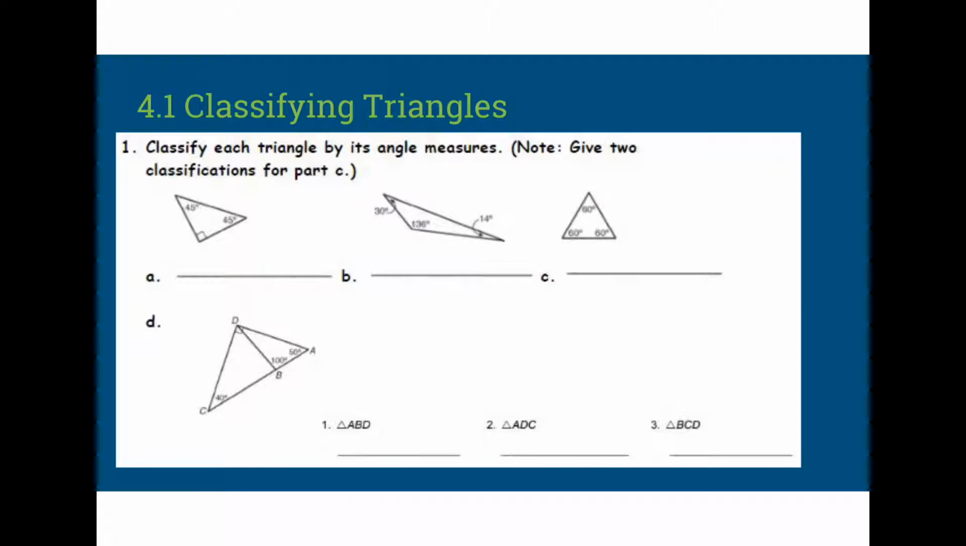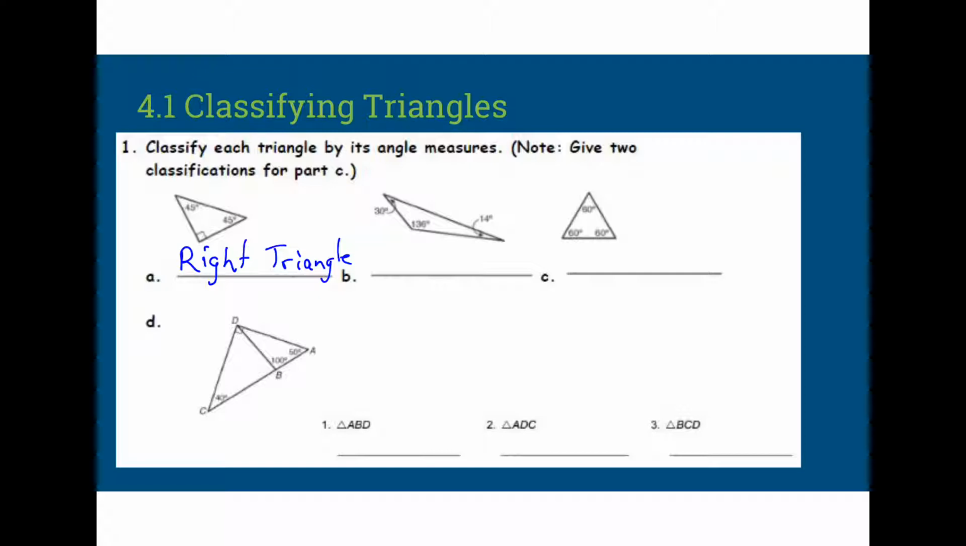So let's look at a question that we can answer based on this. Classify each triangle by its angle measure. And we're going to have 2 different classifications for part C. All right, so A has a 45 and a right angle. So therefore, we know that this is going to be a right triangle. Remember, we can use any of those 4 ways to classify it based on its measures.